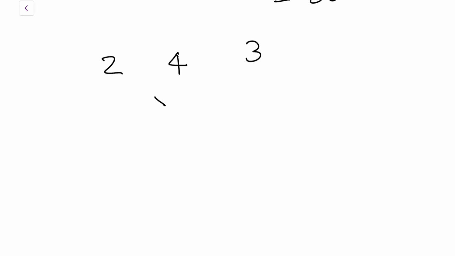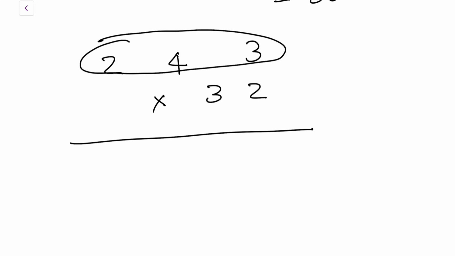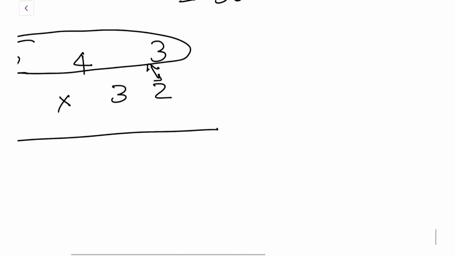243 into 32. Okay, so the first step is for you to multiply 243 by 2. That's right, ones place. So if you do 243 into 2, what happens? That's your first step. 243 into 2.